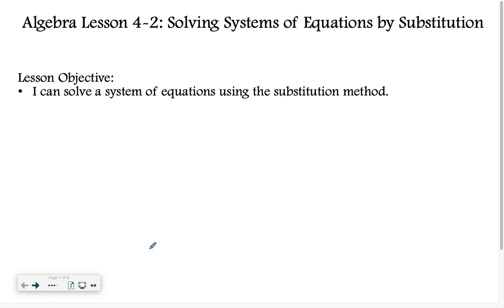Hello class, welcome to Algebra Lesson 4.2, which is all about solving systems of equations by substitution. By the end of this lesson, you should be able to solve a system of equations using the substitution method.